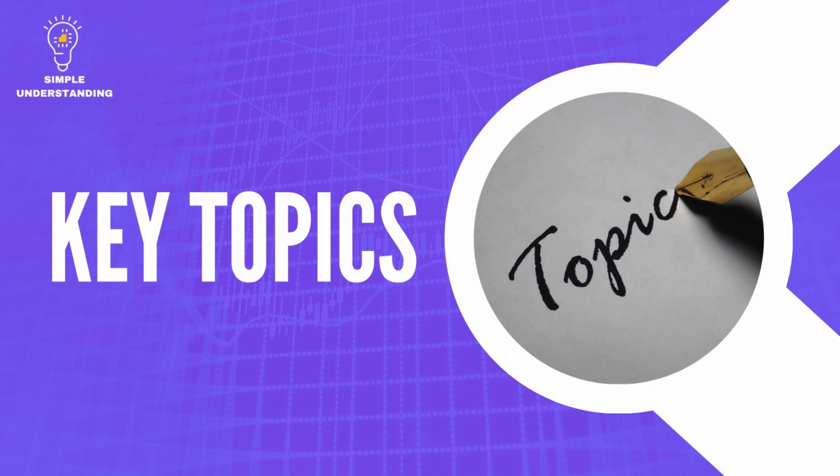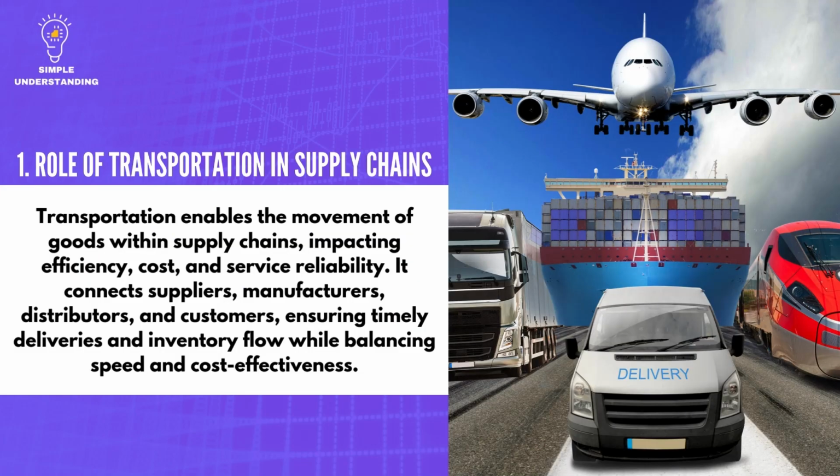Key topics. 1. Role of transportation in supply chains. Explanation. Transportation enables the movement of goods within supply chains, impacting efficiency, cost, and service reliability. It connects suppliers, manufacturers, distributors, and customers, ensuring timely deliveries and inventory flow while balancing speed and cost-effectiveness.